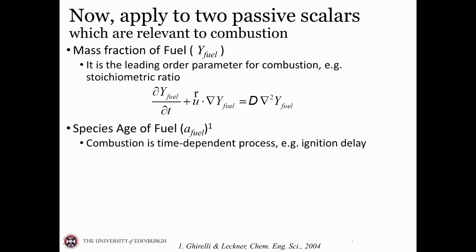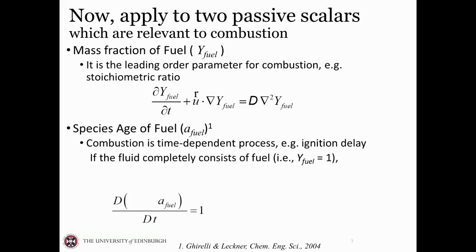So what do we mean by species age? Basically, how much time it has spent in the region of interest. For example, in combustion, we have some chemistry, which is a time-dependent process. That's why time becomes important. So as a common equation, let's take some simple case where everything consists of fuel, so the mass fraction of fuel is 1. This is a quite simple equation. You can see that the left-hand side is a material derivative, and anything inside the domain gets old by 1. So as time goes by, things get aged.